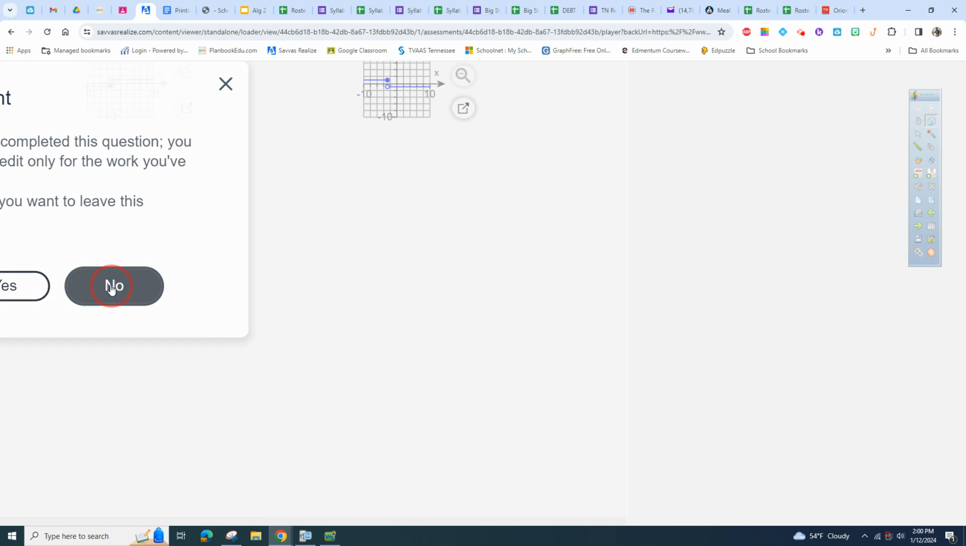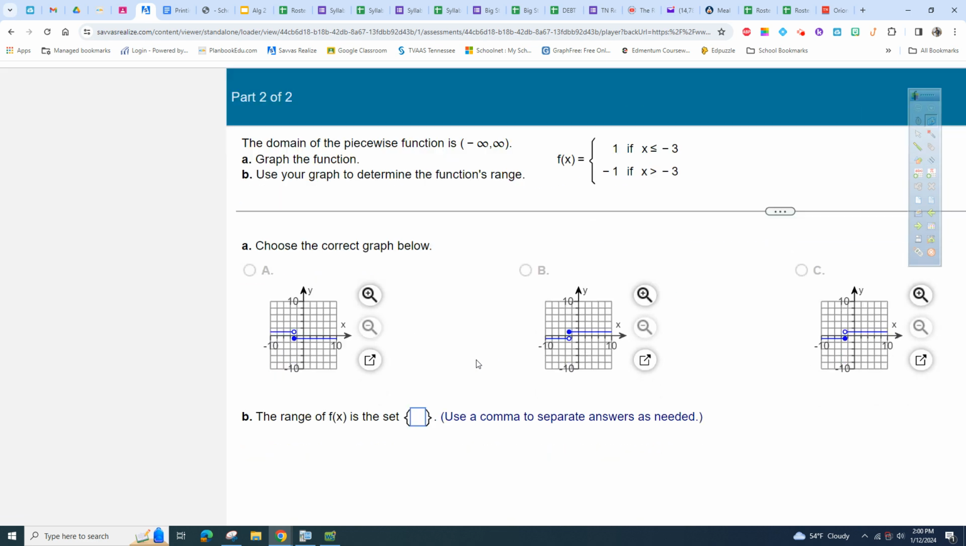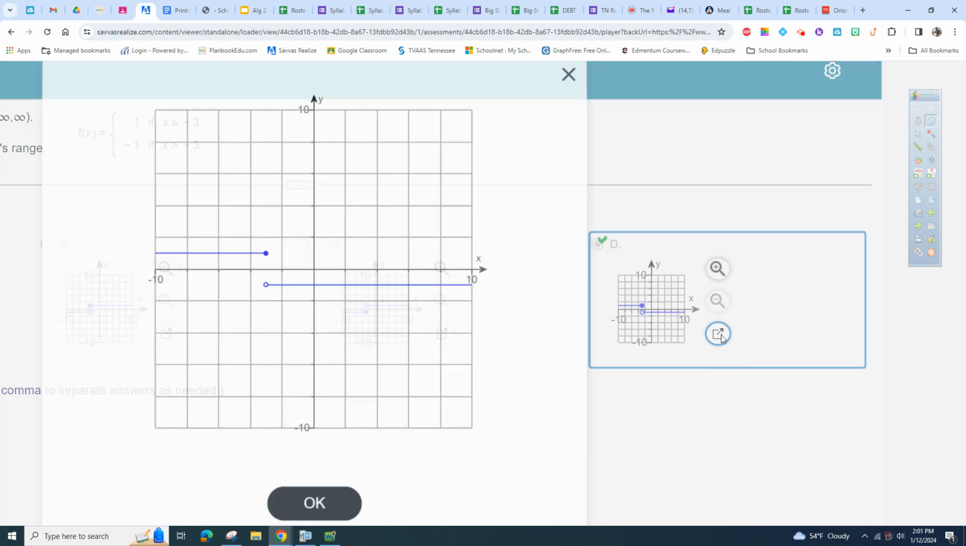Uh-oh. Nope, I messed up. There's a part 2 to this. Oh, I missed this earlier too, I guess. Okay. The range. Well, going up and down here, the y values are either all -1 or all +1, aren't they? When you look at those blue lines, get that bigger.